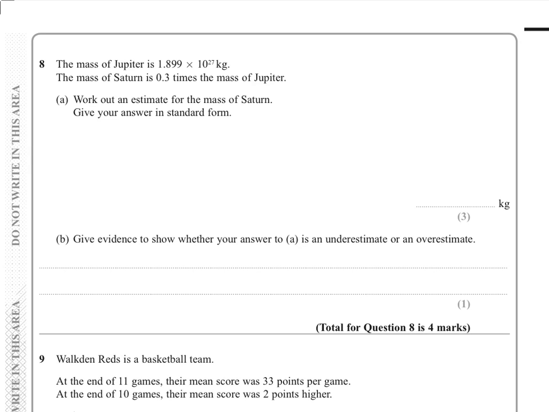Question 8. The mass of Jupiter is 1.899 times 10 to the 27 kilograms, and the mass of Saturn is 0.3 times the mass of Jupiter. So it's saying that we want to find an estimate for the mass of Saturn. So Saturn here is 0.3 times the mass of Jupiter, and we want an estimate.